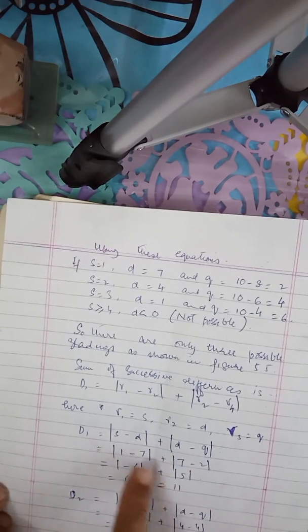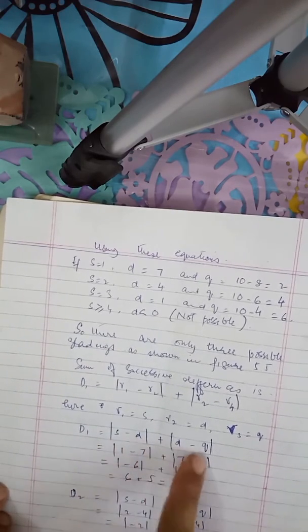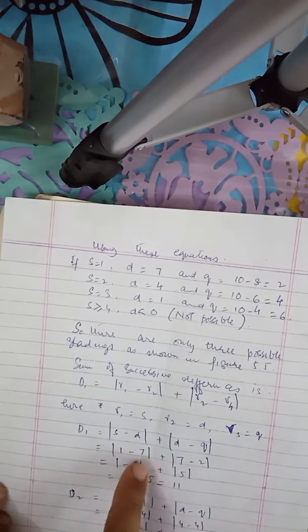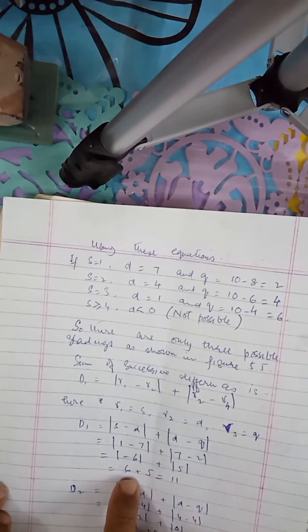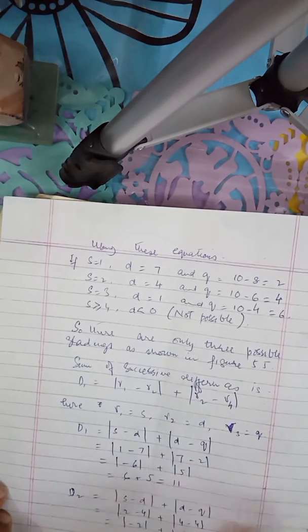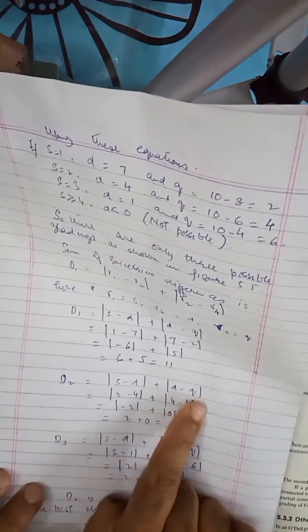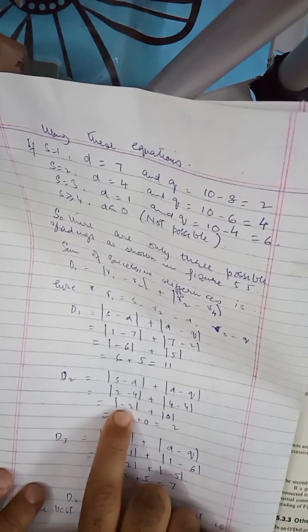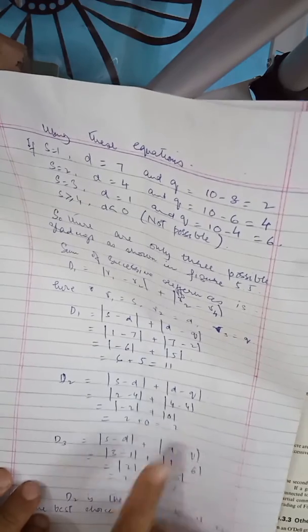Putting these values, D1 comes out to be |S minus D| plus |D minus Q|. So |1 minus 7| plus |7 minus 2|. This will be minus 6, since it is in modulus we get the positive value here, 6 plus 5 is equal to 11. For D2, we get the value in a similar way, |S minus D| plus |D minus Q|: |2 minus 4| plus |4 minus 4|. So minus 2 in modulus becomes 2, plus 0, it becomes 2.